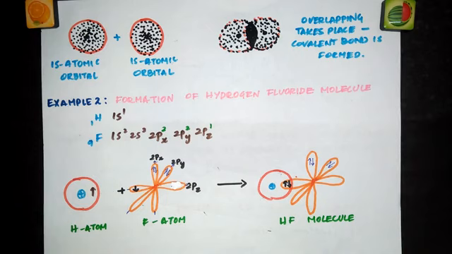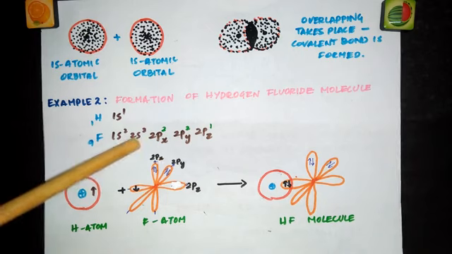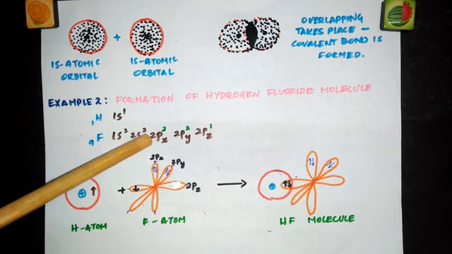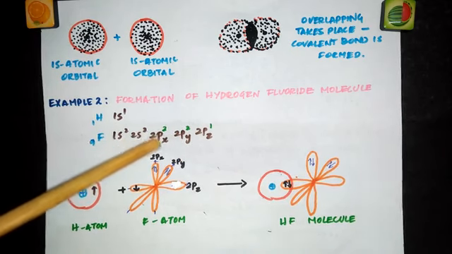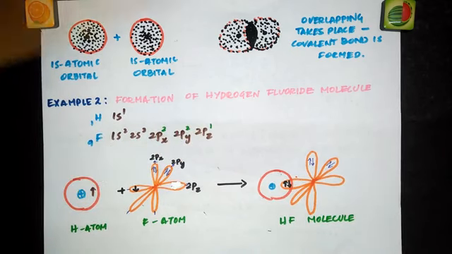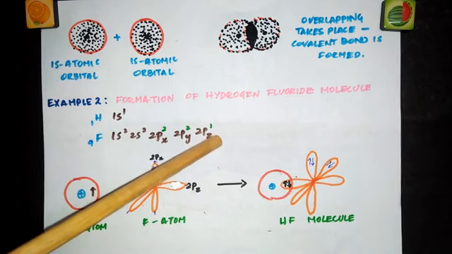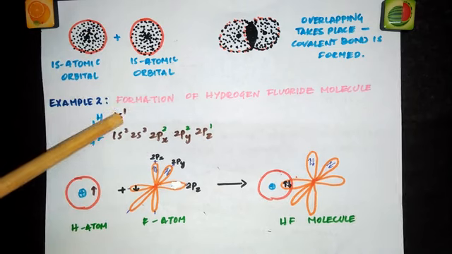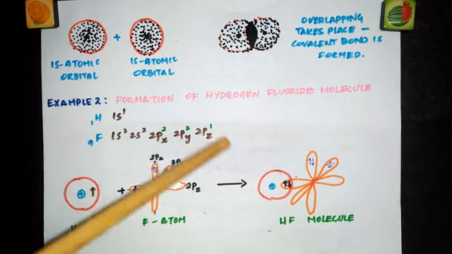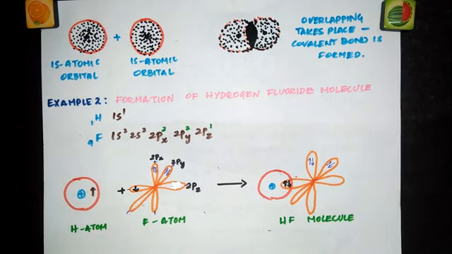Which is the outermost shell, that is the valence shell in fluorine, this part. So you have 2s2, 2px2, 2py2 and 2pz1. Now the overlap will be taking place between this 2pz and 1s because we have partially filled atomic orbitals.